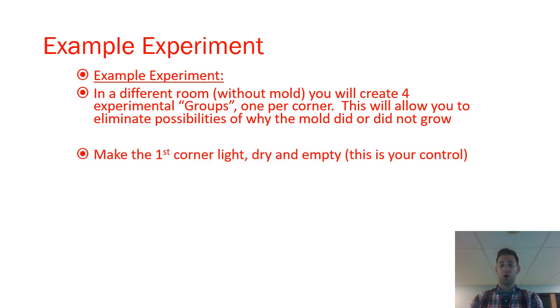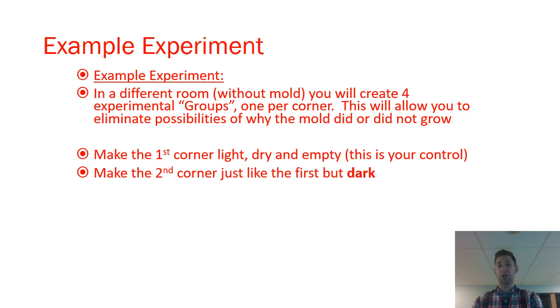So the first corner is going to be my control group. The control group does not have any experimental variables. The control group is basically used as a comparison to those experimental groups. So the first corner is light, it's dry, there's nothing in it. Now the second corner is just like the first, it's dry and it's empty, but there's no light there. So that is my first experimental group, testing the possibility that darkness may lead to mold.